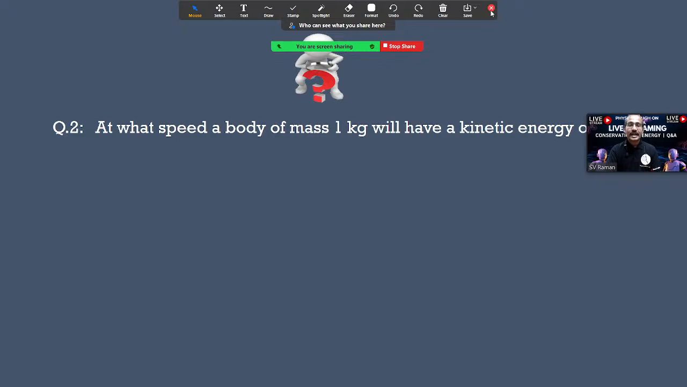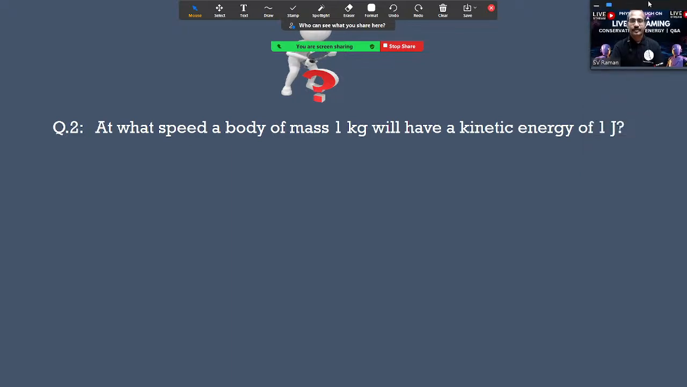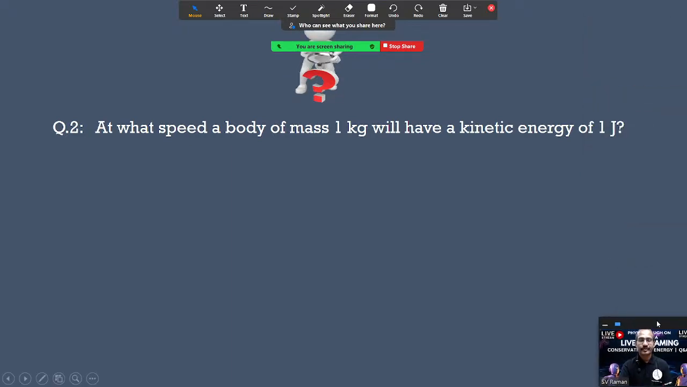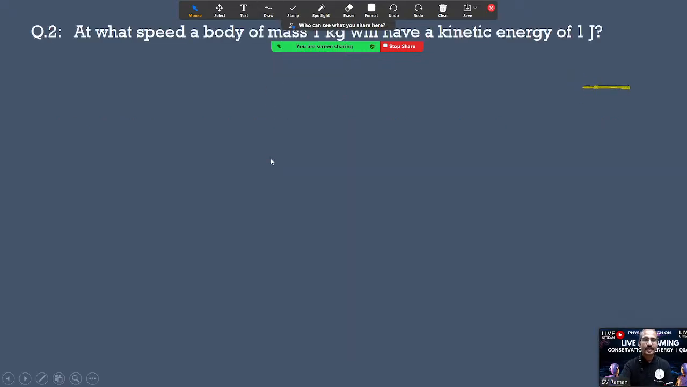At what speed will a body of mass 1 kilogram have a kinetic energy of 1 joule? Again, at what speed will a body of mass 1 kilogram have a kinetic energy of 1 joule? So how to answer this? You can see what is given. Mass m is equal to 1 kilogram. Kinetic energy is equal to 1 joule. What are they asking? What is the required data? At what speed? V is equal to how much?